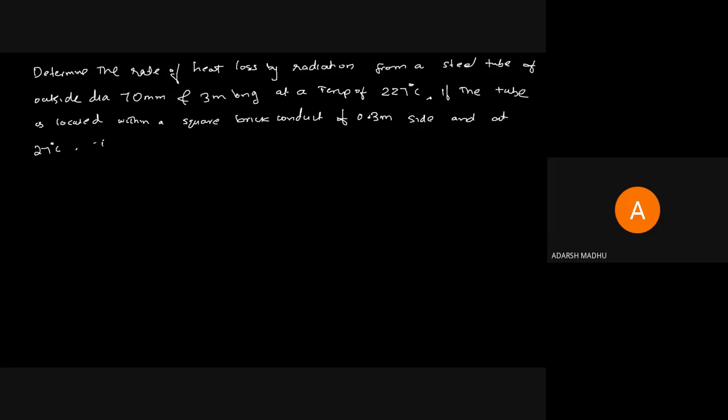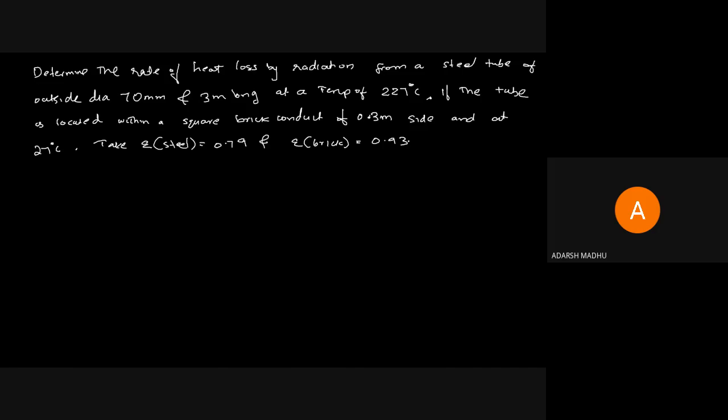Okay, first stop. Take emissivity of steel equal to 0.79, and emissivity of brick equal to 0.93. Okay, this is our question. Determine the rate of heat loss by radiation from a steel tube of outside diameter 70 mm and 3 meter long, at a temperature of 227 degrees Celsius.